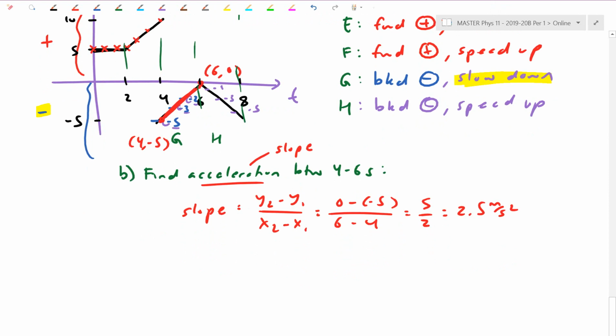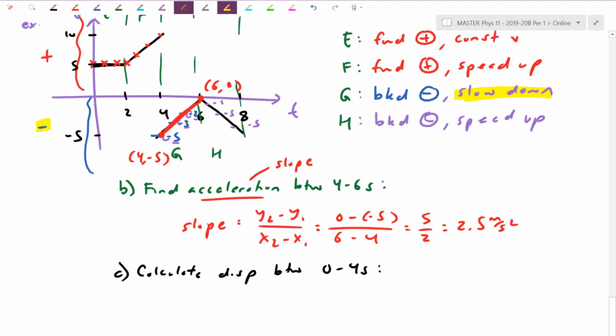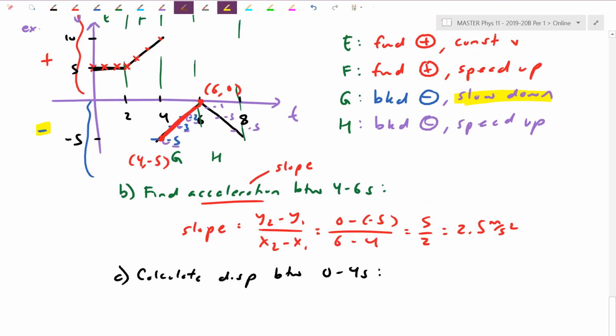Last thing we can do here is the displacement. Displacement is given by the area under the curve. So let's say we want to calculate the displacement between 0 to 4 seconds. We know we want the area under the curve. This area here is going to be fairly easy. It's a base of 2 and a height of 5. So for that first part of the motion, I'm going to go 2 times 5.